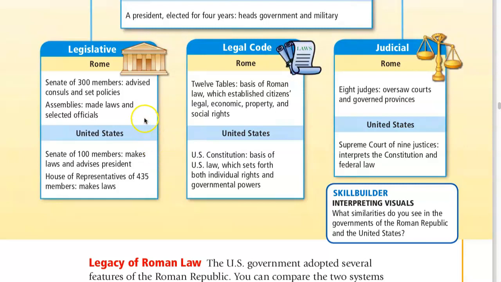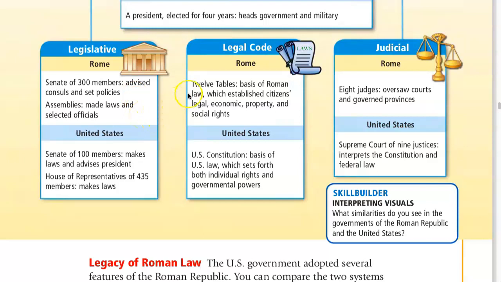With the Roman assemblies, that's where the laws are made, and similarly in the House, we have laws. So the Senate and the House in the United States both approve laws, whereas the Senate in Rome set policies, but the laws were made in the Assembly.